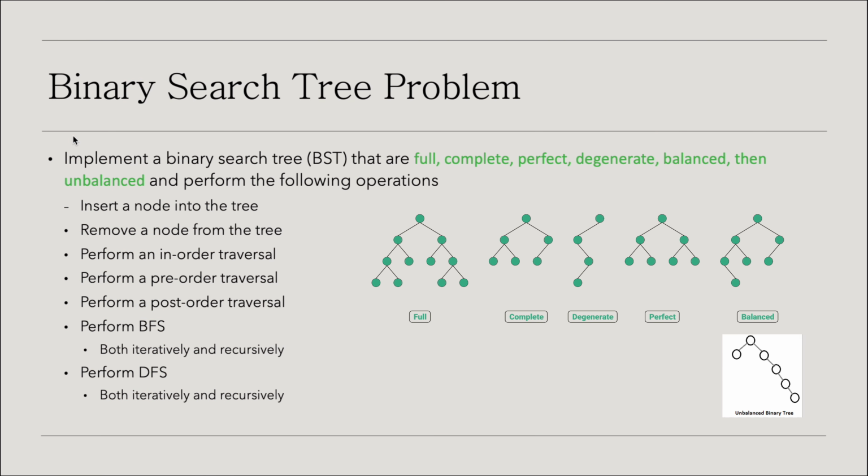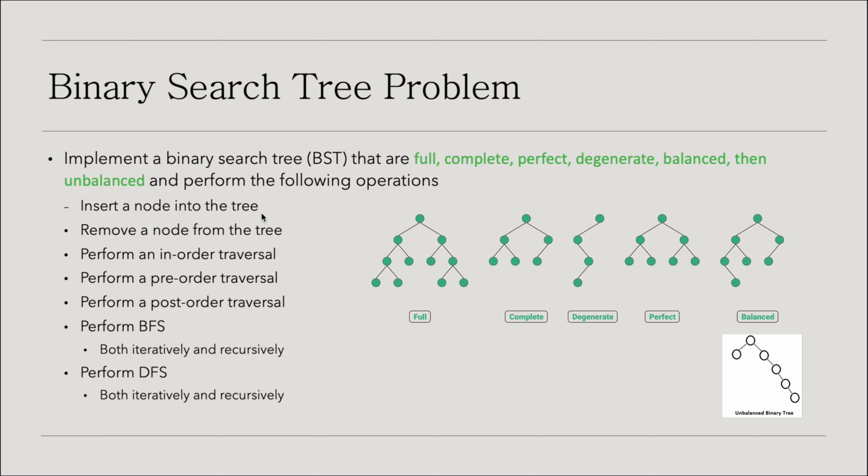And now going over a binary search tree. Overall, what we need to do is implement a binary search tree in the following formats: full, complete, perfect, degenerate, balanced, and finally unbalanced. And we need to perform the following operations.